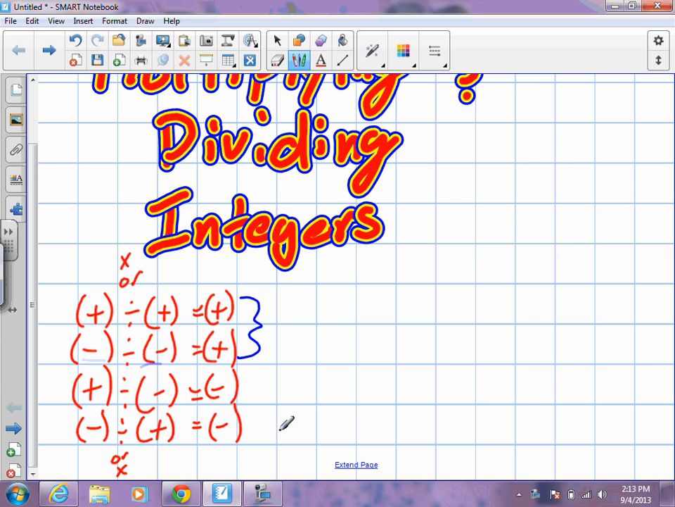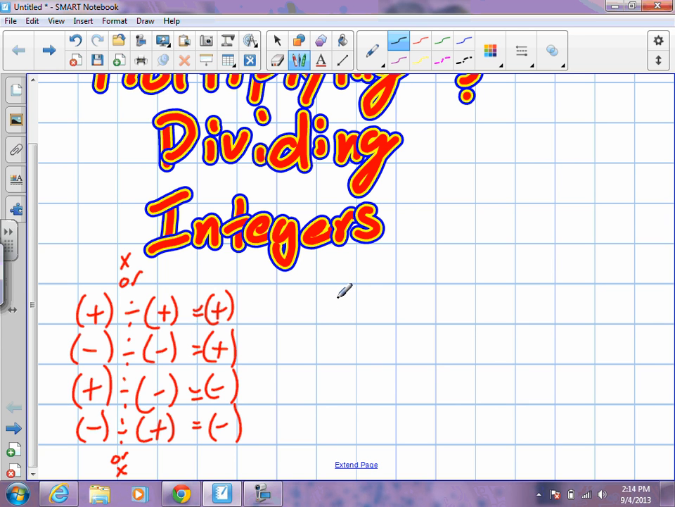Okay? If we have opposite signs, so positive divided by a negative, we'll get a negative answer. Or negative divided by a positive, we'll get a negative answer. The reason I've written an X, which is supposed to be a multiplication sign, is that these rules stand for division or for multiplication. Whether we're multiplying or dividing, these are the rules between two numbers when we have the same or different signs. Okay, so let's start with a couple division type questions.